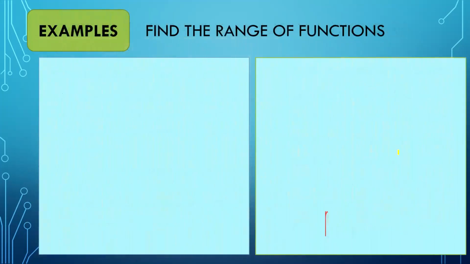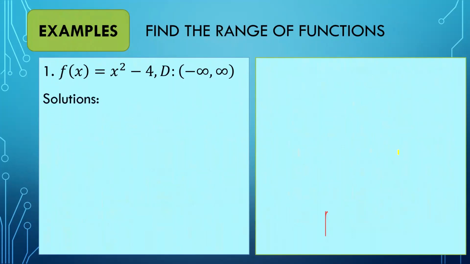So we have here an example. Find the range of the function f of x is equal to x squared minus 4, and the given domain here is obviously negative infinity to positive infinity, since it is a polynomial. So next we have the solution. Write f of x as y. We change f of x to y, then copy the original equation.